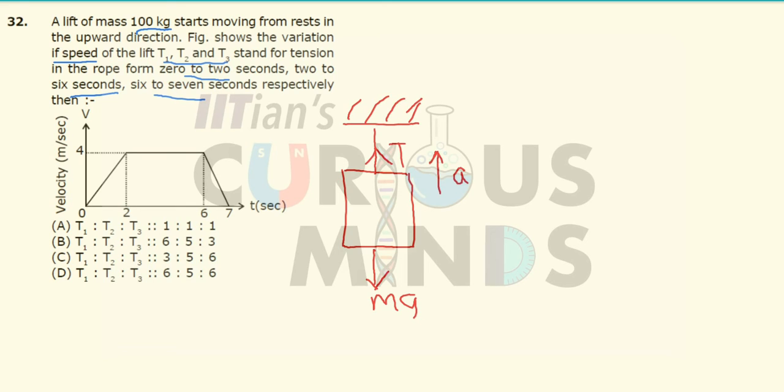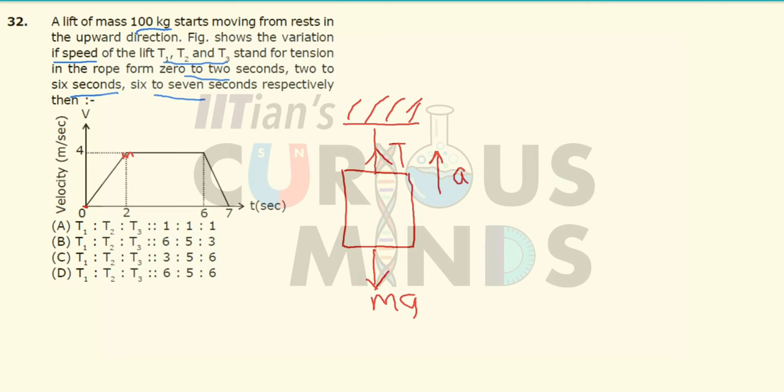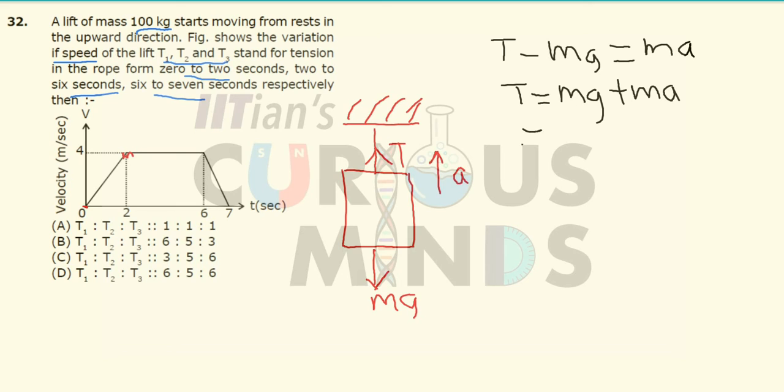So basically over here the tension, in the first case when the lift is accelerating, you can see from 0 to 2 the lift is accelerating in the upward direction. So in this case, T minus mg can be written as ma. So T is equal to mg plus ma. Now m is equal to 100, g plus a. The g over here is equal to 10.